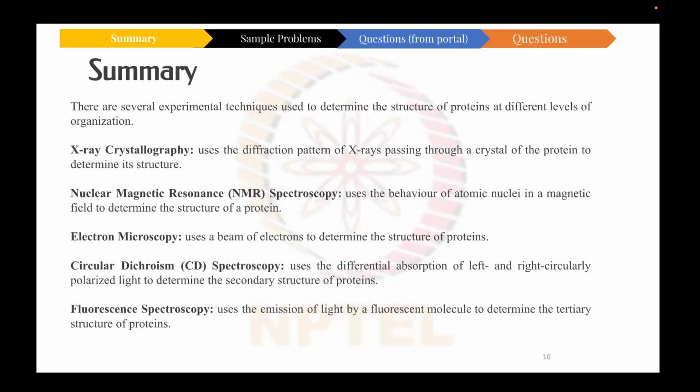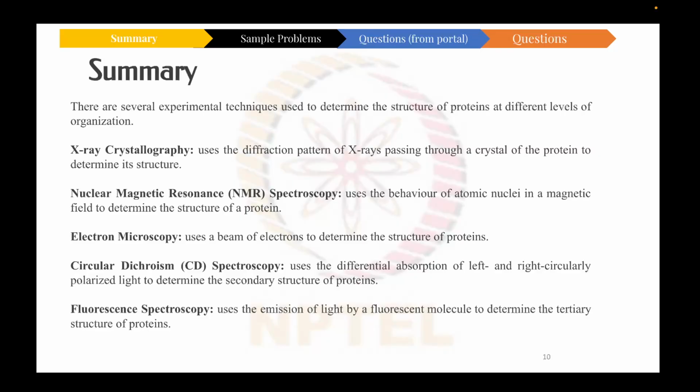So there are several experimental techniques used to determine the structure of a protein at different levels of organization. Here I have listed some. One of the most widely used is X-ray crystallography, but all of these methods help scientists in understanding proteins better, which is crucial for designing new drugs, understanding diseases, and many other areas of biology and medicine. So first, to start with, the X-ray crystallography method.